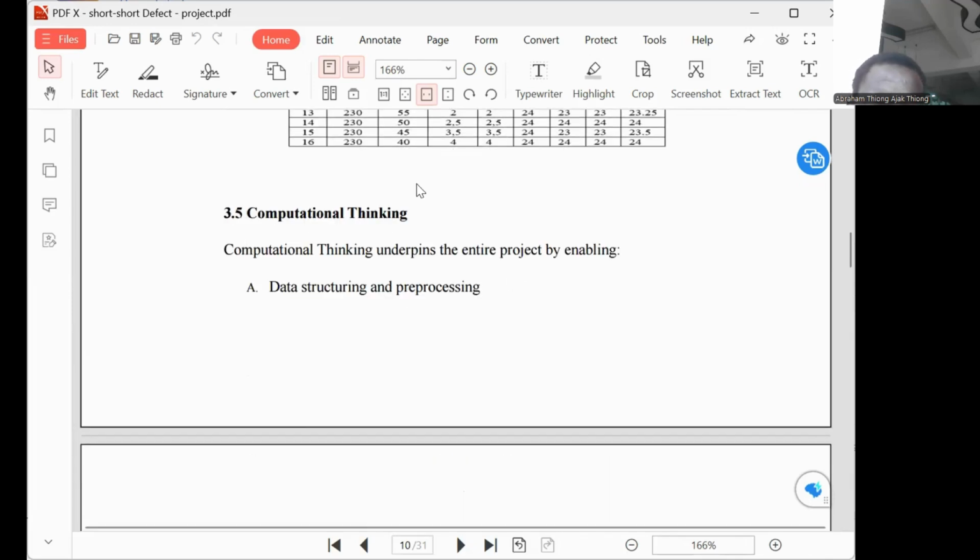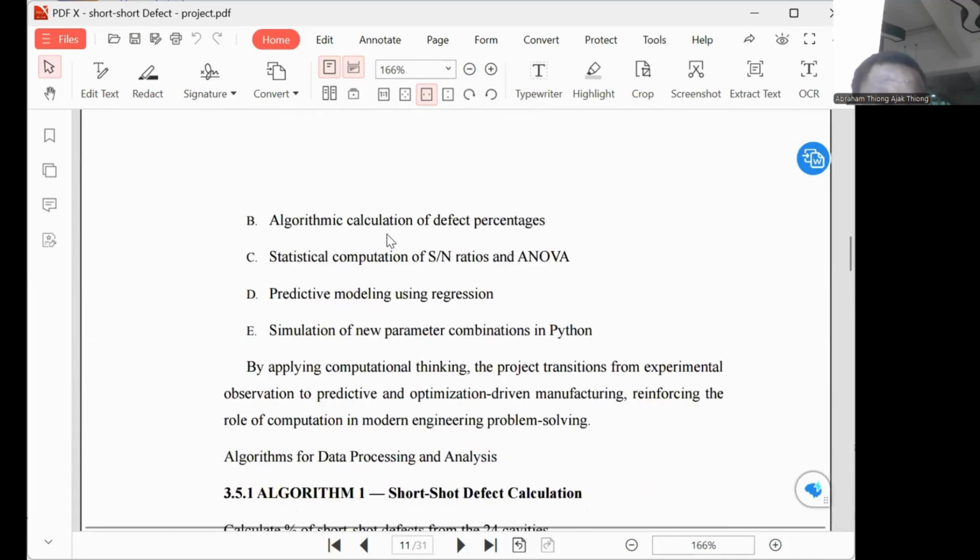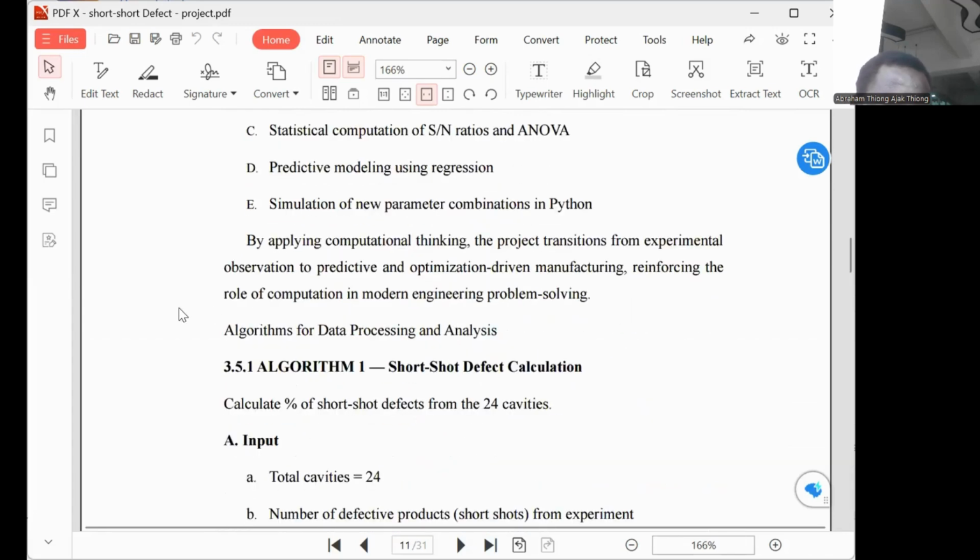After we calculate the average, we see the computational thinking. So what do we do? Computational thinking underpins the entire project by enabling data structuring and processing. What are we going to do? The algorithm calculation, statistical computation, and predictive model. By applying computational thinking, the project moves from experimental observation to predictive and optimization-driven manufacturing, reinforcing the role of computation in modern engineering problem solving.